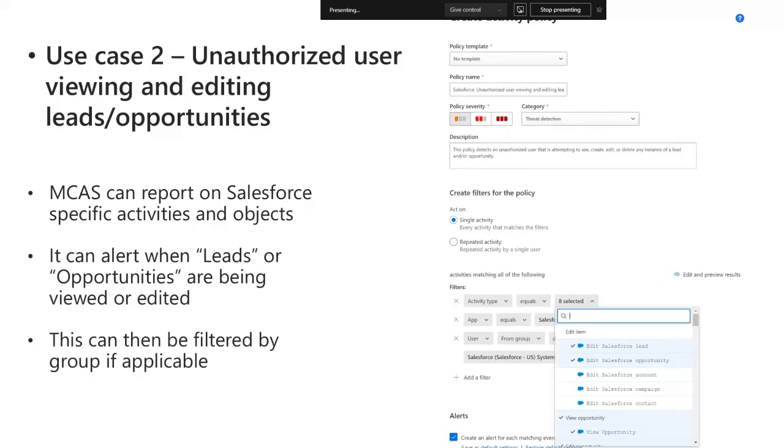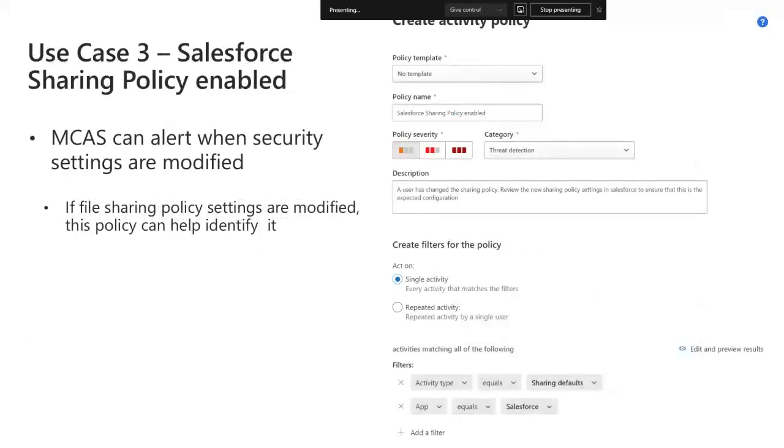The third use case is about Salesforce sharing policy. In Salesforce you can configure if a file is being shared or not, and to whom. And if at the tenant level the Salesforce sharing policy is enabled, we in MCAS can alert you in a moment, and then immediately you can see who was the user that enabled this sharing policy, and you can go to Salesforce, or you can alert the Salesforce owner in order for him or her to disable the sharing policy.